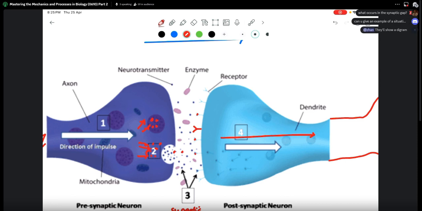Synaptic gap. Okay, this is where the neurotransmitter is diffused out. They'll be diffused from the presynapse into the synaptic cleft, and they will diffuse and bind to the receptor protein. So whatever J wrote, that one is correct.